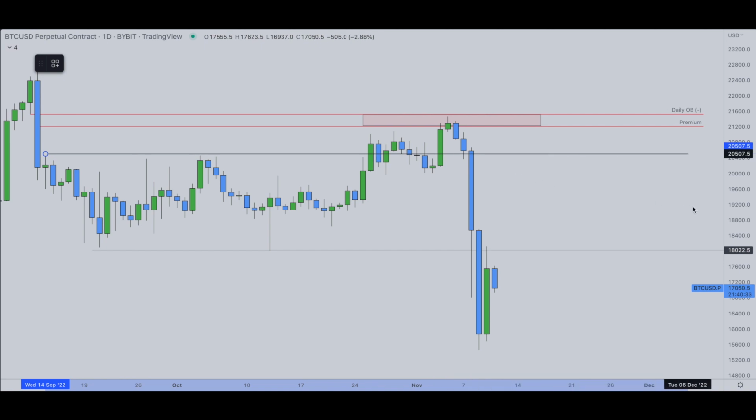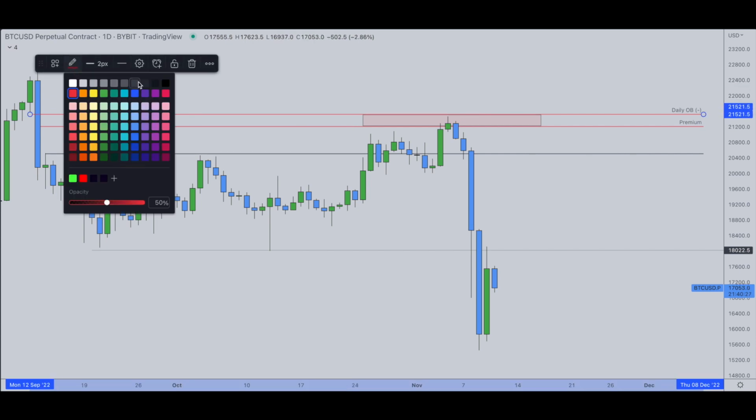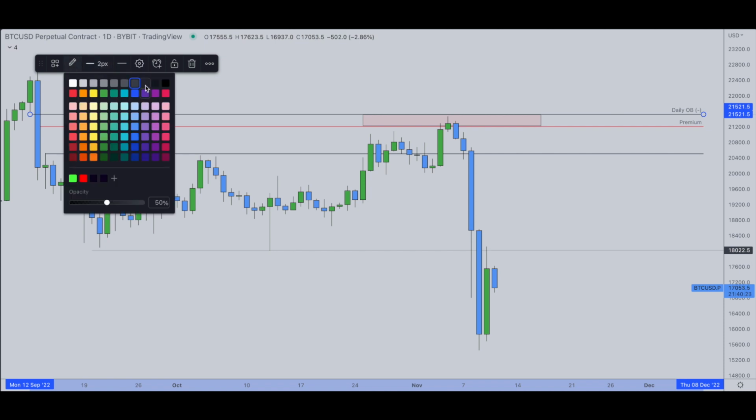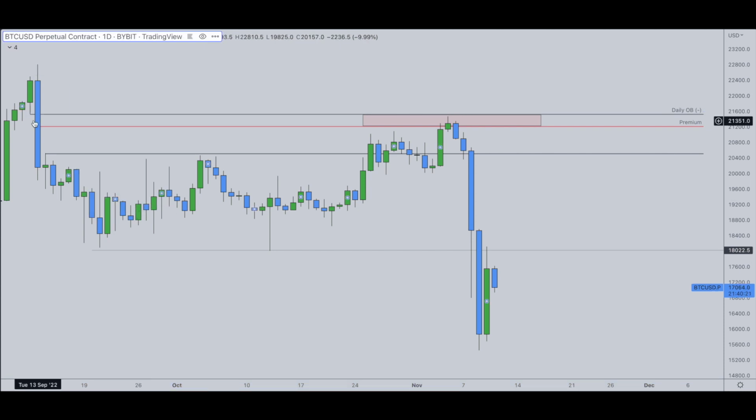We'll send that out in time, and I'll actually change the color of this top line so you guys don't get confused here. So as you can see, from this candle's low down to this candle's high is our fair value gap, coupled with a bearish order block. This is our high probability zone.